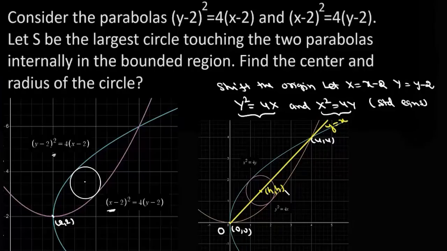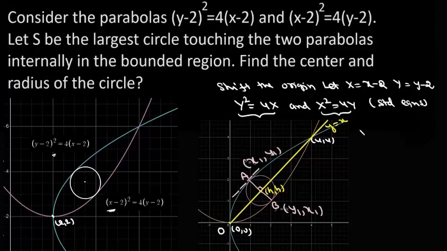Now if this circle is the largest circle, then it will touch the two parabolas at the end points of a diameter. So these points of contact, say A and B, will be end points of the diameter. Suppose A is (x1, y1), then from symmetry B will be (y1, x1), just the reflection of A about the line y = x. And since AB is a diameter, the tangent at A will be parallel to the given line y = x.